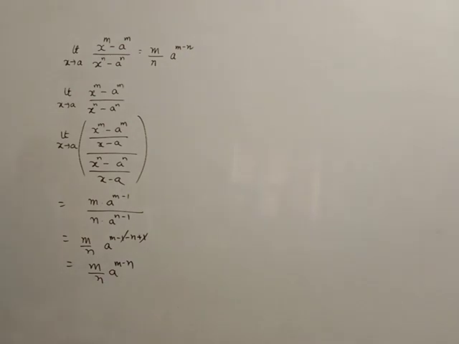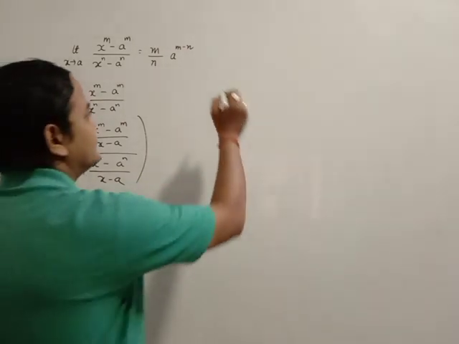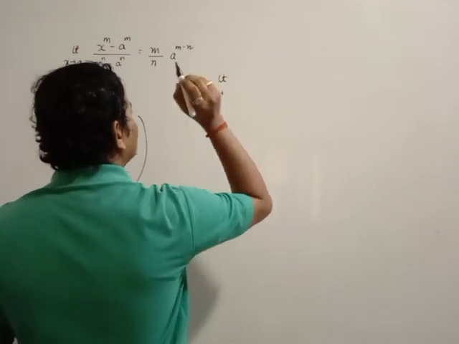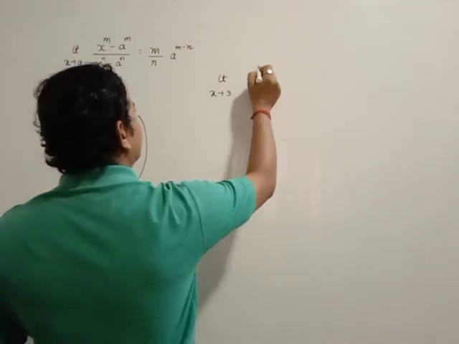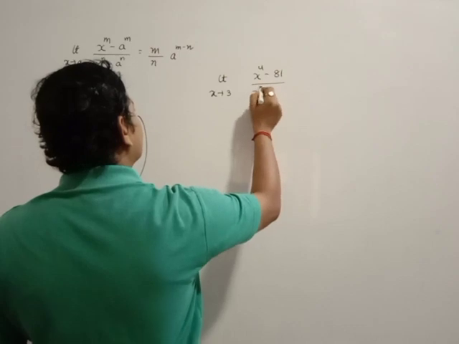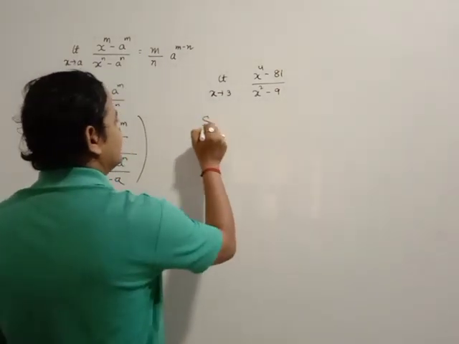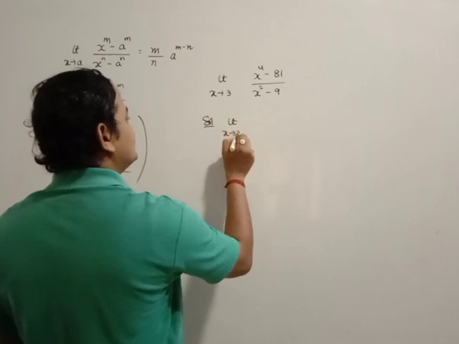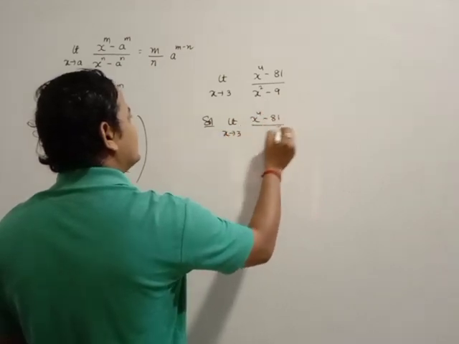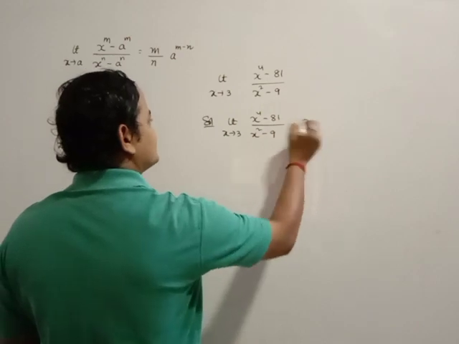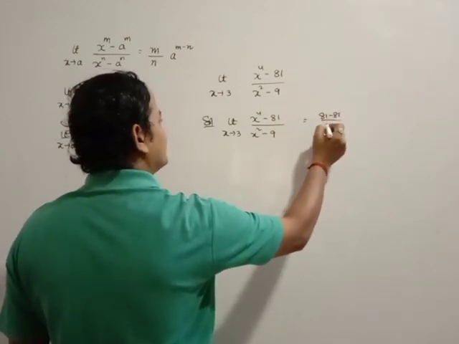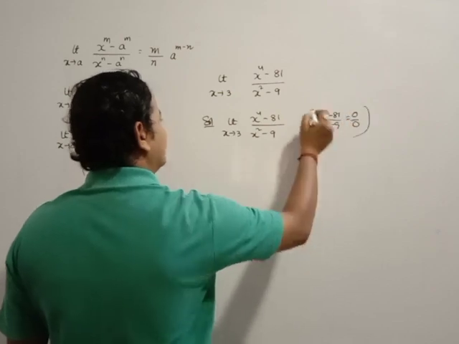This is the formula. Using this formula, you have some problems. We are just going to simplify them. That is our problem: limit x tends to 3, (x power of 4 minus 81) by (x square minus 9). Substitution: 3 power of 4 means 81, minus 81, by 9 minus 9. 0 by 0, an indeterminate form.